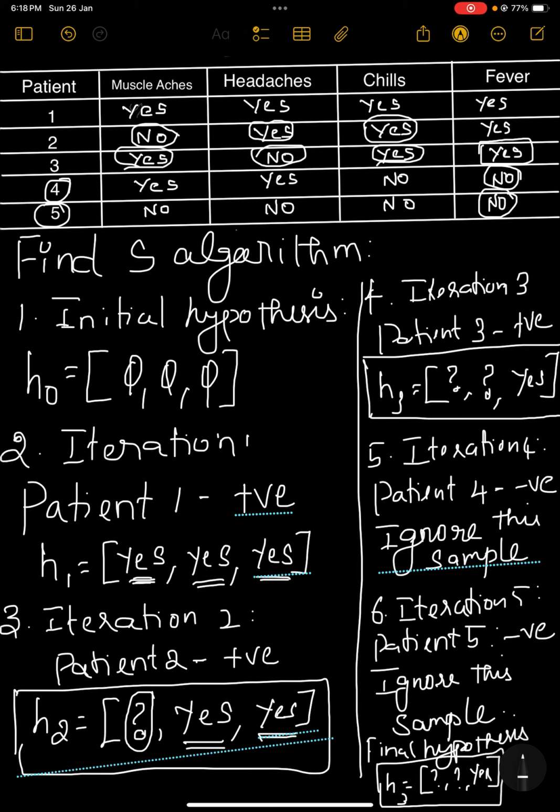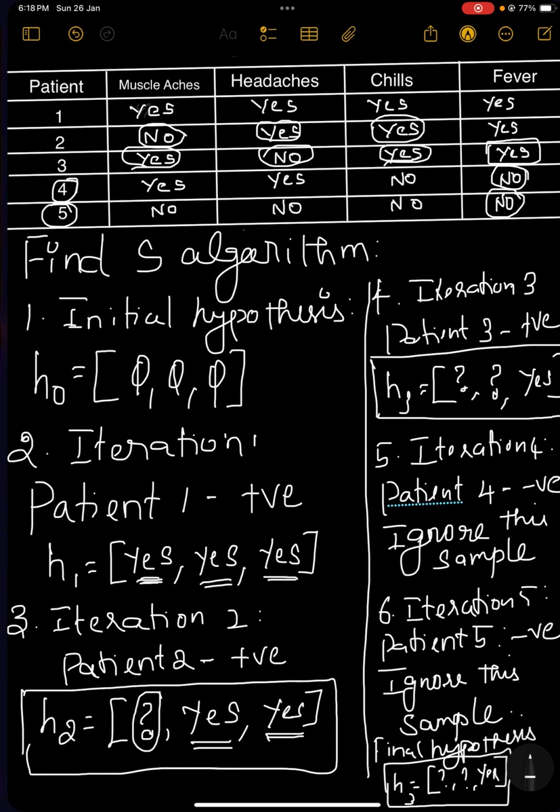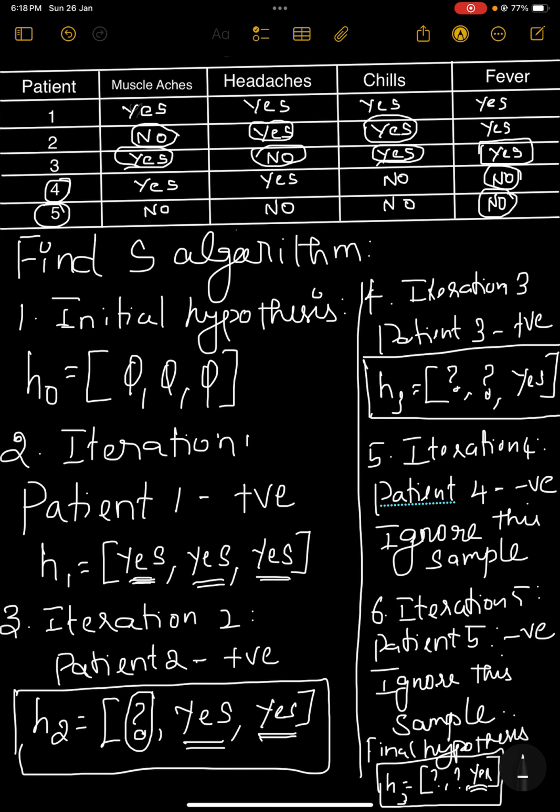So the interpretation or outcome that we can conclude from this final hypothesis is that the third attribute in the final hypothesis is consistently having the same value in all the patient records, which means that if the patient has the chills value as S, then obviously it implies that the patient is suffering from fever, irrespective of the value of muscle ache and headache.